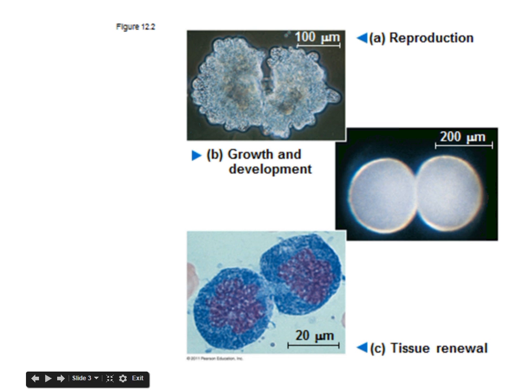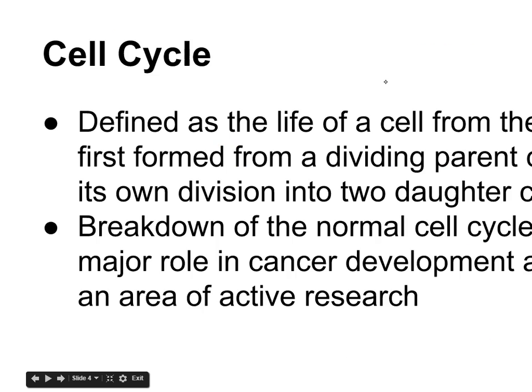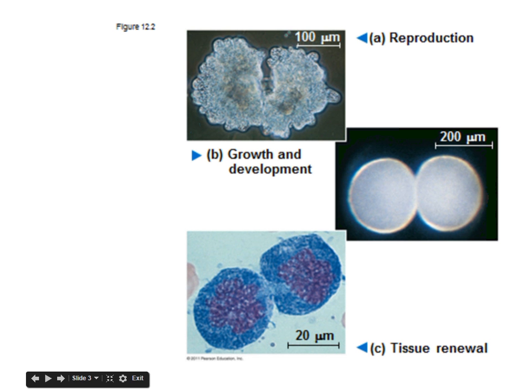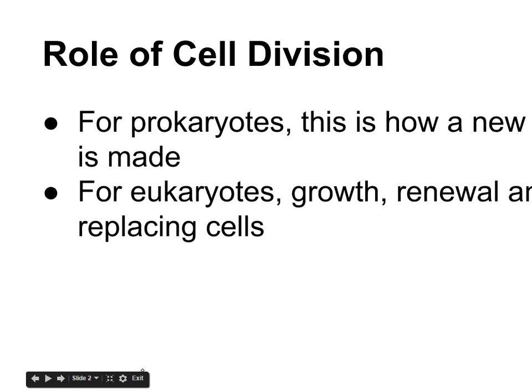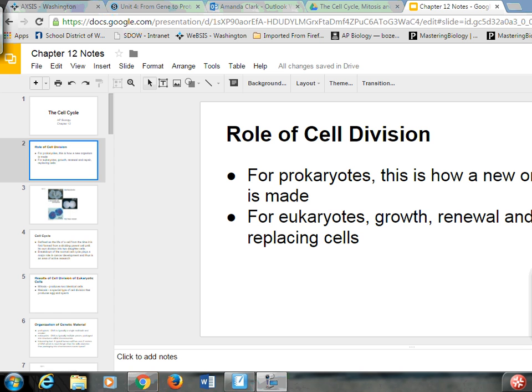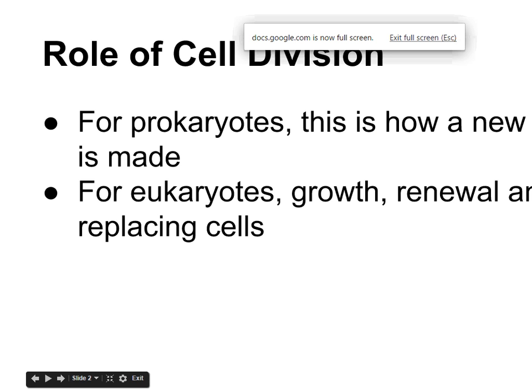An amoeba would be an example of a single cell organism that would reproduce by cell division. They are asexual organisms. Apparently my pen is not going to work. Let's see if I can figure out how to get that to work. Okay, we're just going to have to go without the pen this time, which is kind of annoying, but whatever.